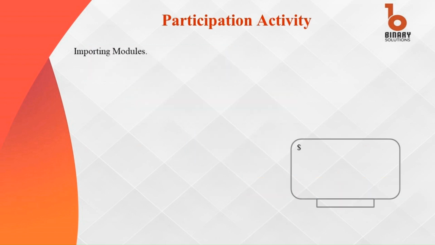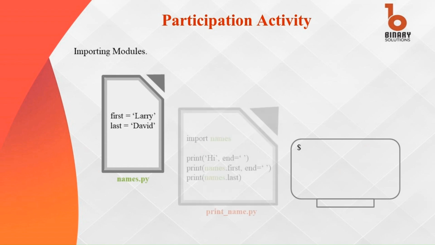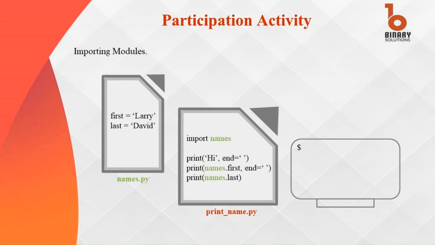In this example, we demonstrate how to import and use variables from one Python file in another. The code is divided into two files for better organization. The first file, names.py, defines two variables, first and last, which are assigned the values Larry and David. The second file, printname.py, imports the names module using the import statement, which makes the variables defined in names.py accessible.